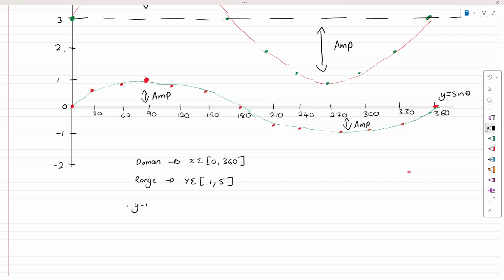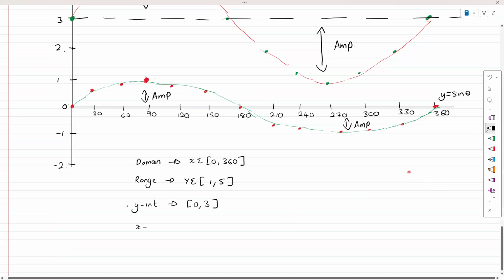The y-intercept we can see on the graph as well. The y-intercept cuts the graph at 0 and 3. The x-intercept, there's none. There are no x-intercepts because we don't touch the x line. Okay. We'll go with the maximum turning point. The maximum turning point, if we look at our graph, is 90 and 5. Remember, this is x and y points. And the minimum turning point is technically 270 and 1.